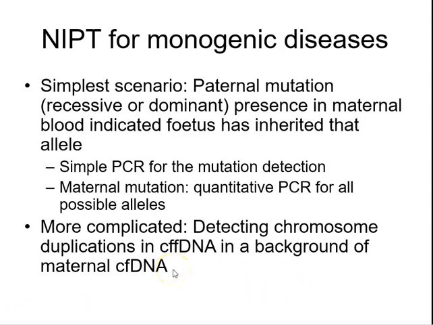What's more complicated is if you want to try to detect something like chromosome duplications in cell-free fetal DNA. So CFF DNA is cell-free fetal DNA, whereas CF DNA is cell-free DNA, as in total. So this is more complicated because we've got maternal cell-free DNA and cell-free fetal DNA as well. And some of that cell-free fetal DNA is exactly the same genetic sequence as the mother's DNA, and then you've got thrown in there into the mix some of the father's DNA as well.